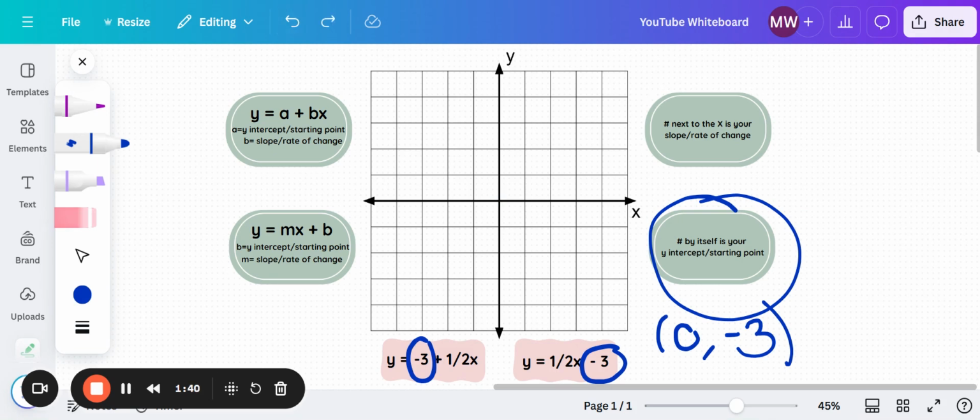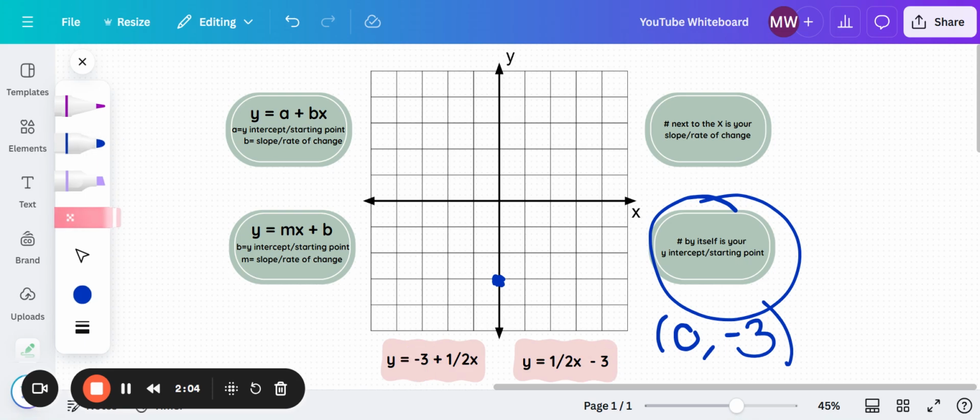To find our point, we're going to have to count down 3. So I'm going to go 1, 2, 3 down. That tells me where my starting point is. So I'm going to plot my starting point at 0, -3. That's my y-intercept.